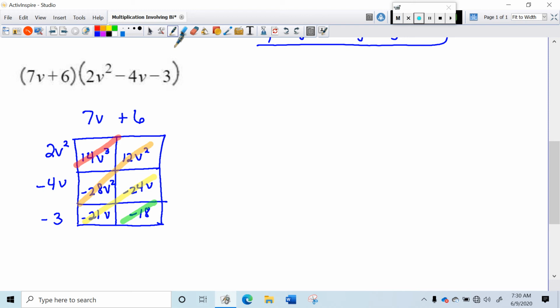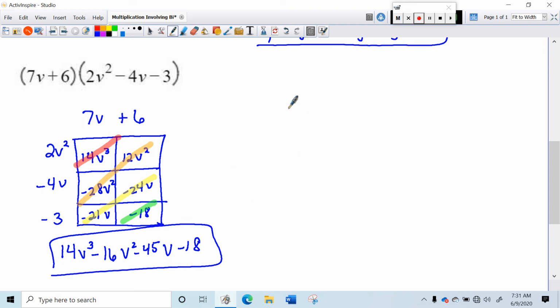Okay, so in each diagonal I have a 14v cubed. For my v squareds, negative 28 and 12 is a negative. Now the signs are different, so you have to subtract. The reason I said it was negative is because 28 is bigger. 28 take away 12 is 16. For the yellow one, the v's, I have a negative 24 and another negative 21. That's a total of negative 45. And then I have a negative 18.